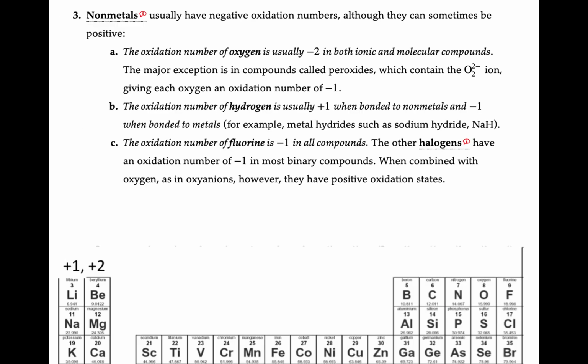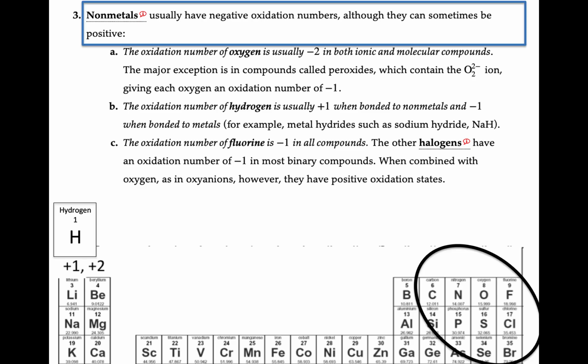Rule number 3. Nonmetals usually have negative oxidation numbers, although they can sometimes be positive. A couple thoughts on this one. So nonmetals include hydrogen, and then our grouping here on the right-hand side of the periodic table. I'm not worrying about noble gases because they're not going to be found in compounds that we're going to be interested in at this time.